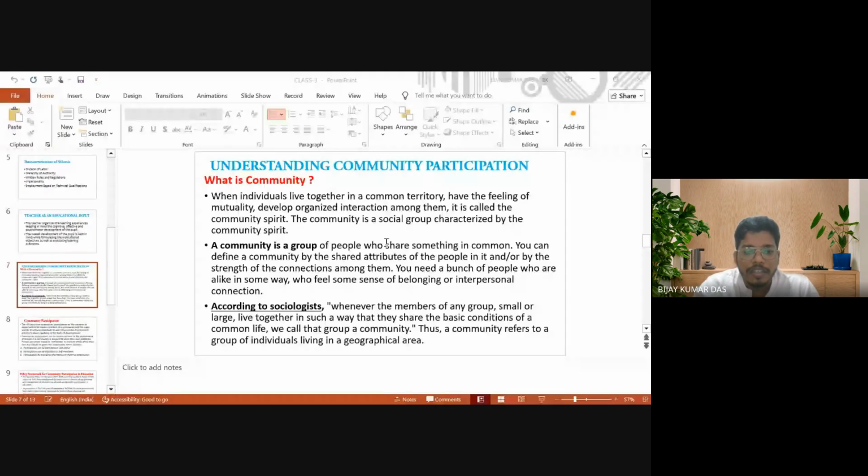Right? The community spirit. When individuals live together in a common territory, having the feeling of mutuality, develop organized interaction among them, it is called community spirit. The community is a social group which is characterized by the community spirit. And community spirit, you got it?